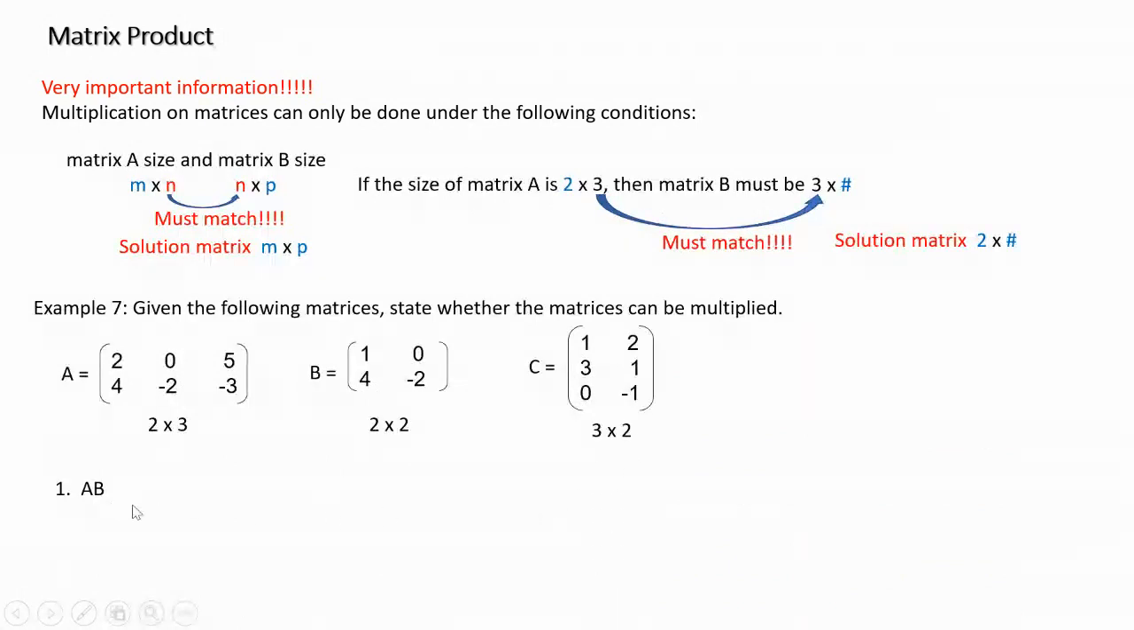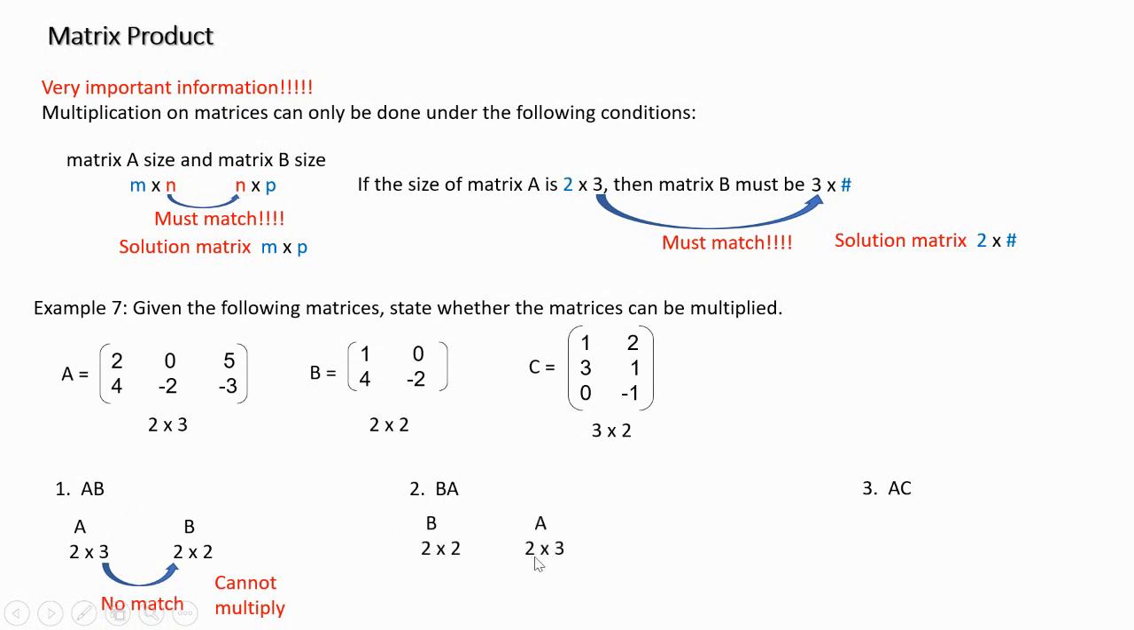Okay, now, can we multiply A times B? Let's find out. So A is a 2 by 3 and B is a 2 by 2, right? So the numbers in the middle, the inner numbers, do not match. So no, it cannot be done. No match. Cannot multiply. How about B times A?